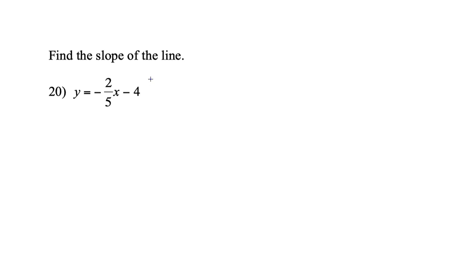The slope is always the coefficient of the x variable. So ignore the 4, that's just a constant. This right here, without the x, is the slope. It's the number out front of the x. That's the coefficient. So the slope here is just -2/5. It's always the number out front of the x.